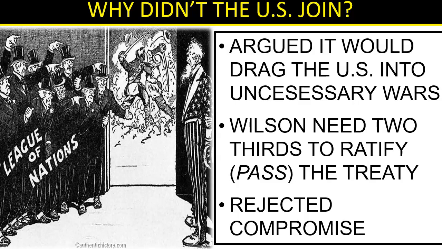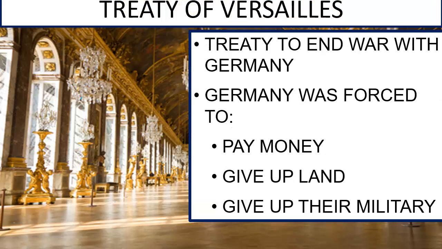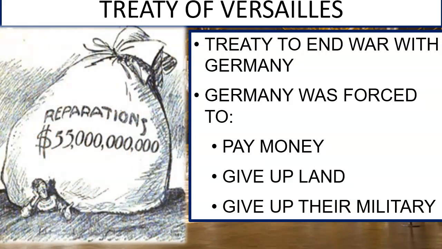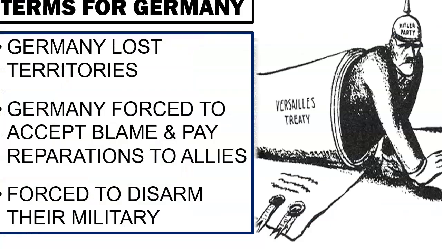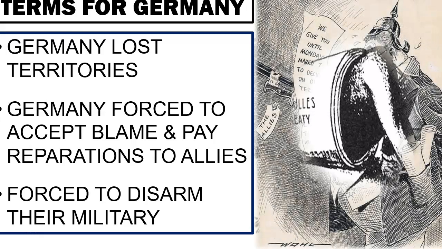Wilson needed 2/3 to ratify the treaty, and it was not ratified, so the compromise was rejected. We ended up not even signing the Treaty of Versailles, the treaty to end the war with Germany. Germany was forced to pay money called reparations, give up land, and give up their military. It was an exorbitantly high amount of money that would send Germany into its own Great Depression. Germany lost its territories. It was also forced to take the war guilt for the war and accept blame, and they were forced to disarm their military.